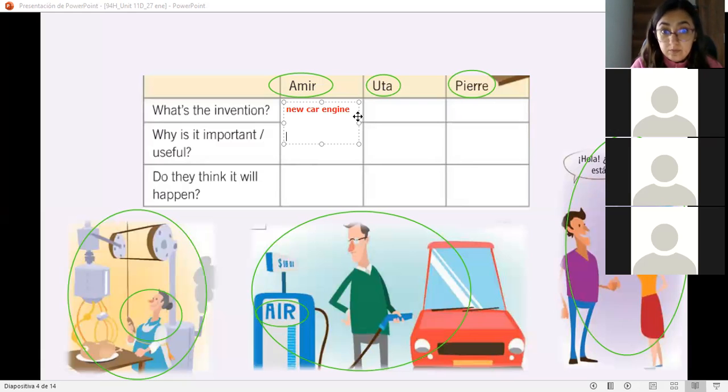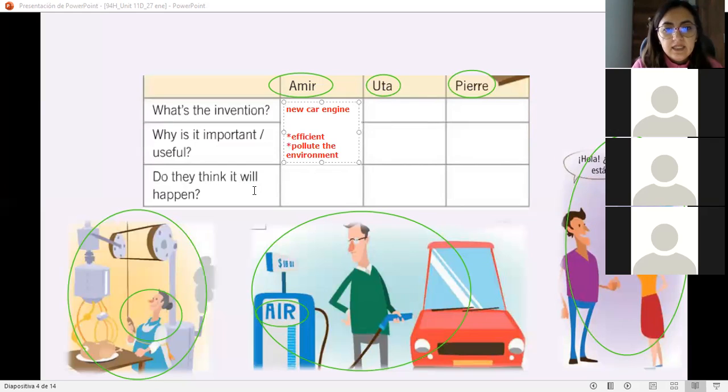The efficiency can reduce the emissions or pollution. Okay, good. It could be more efficient, right? And also the environment would be grateful because of this, right? Efficient, and it won't pollute the environment. Good. What do you think about this? Will it happen or not?